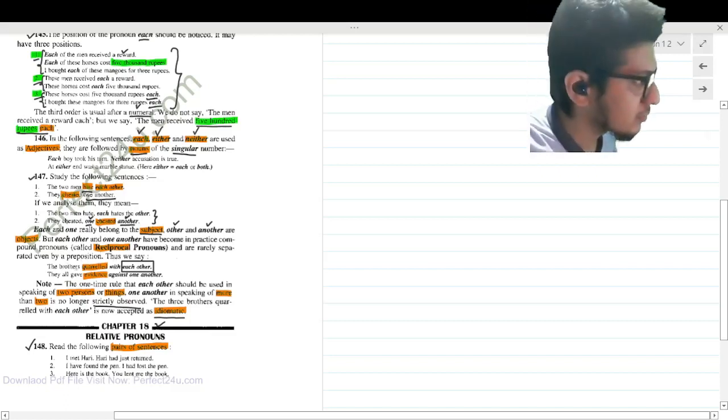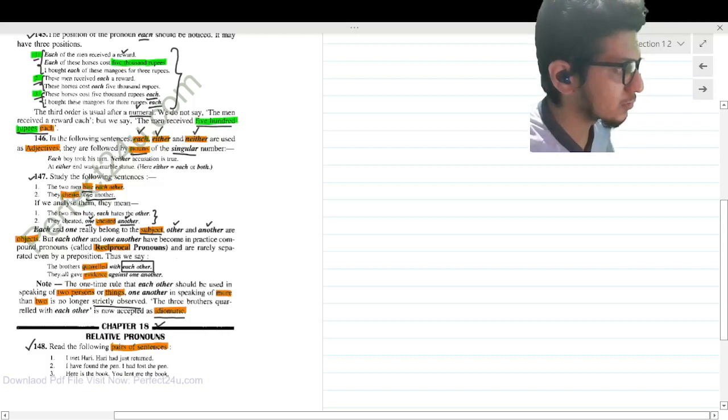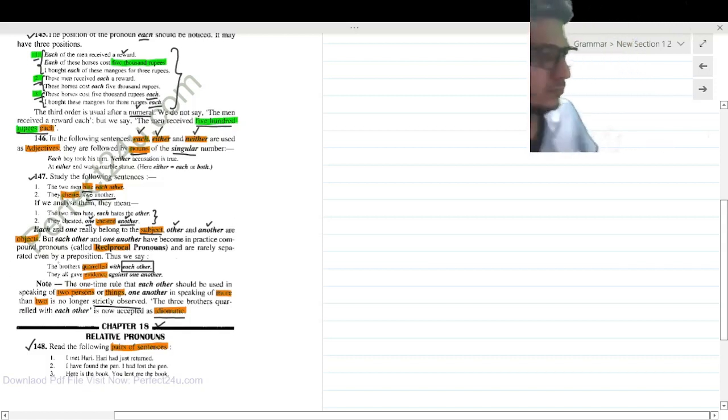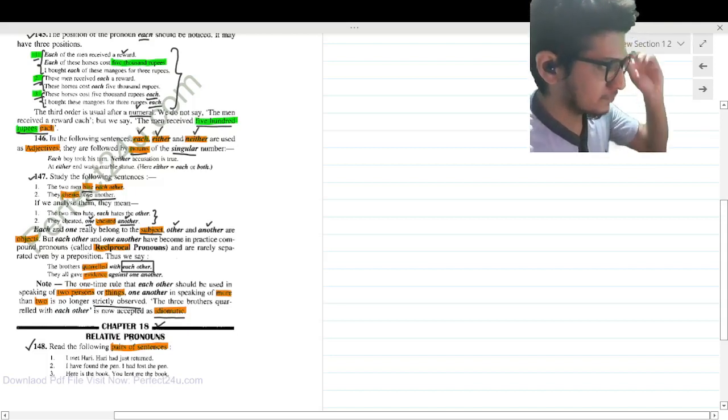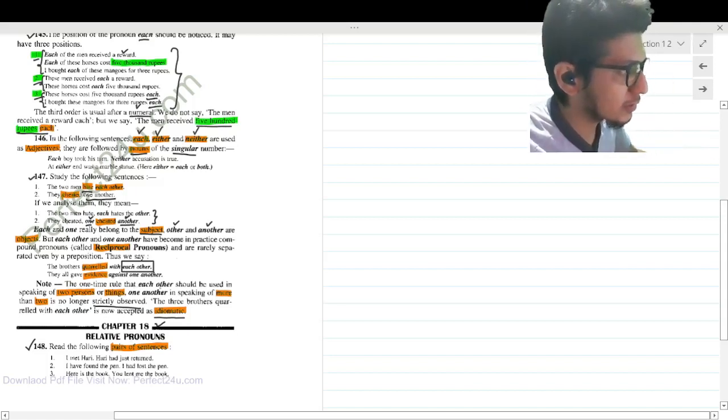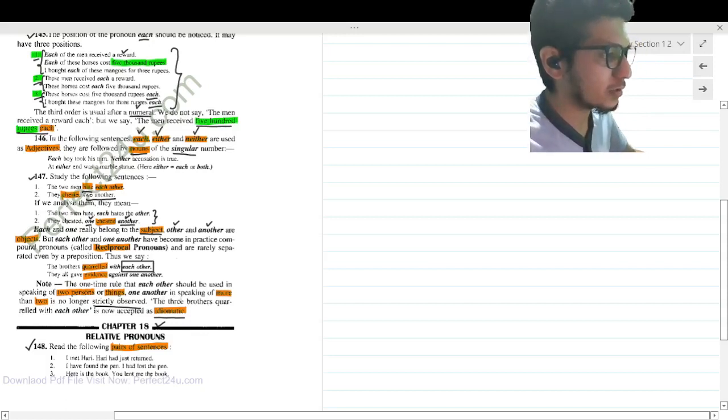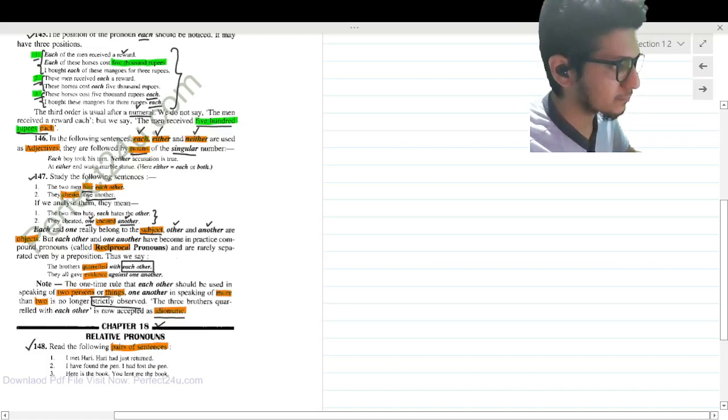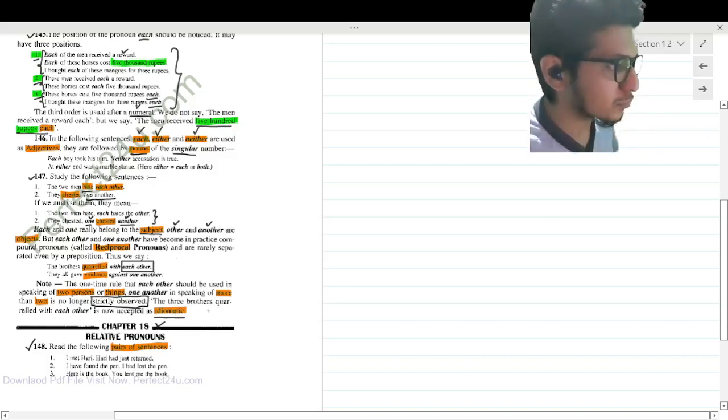Thus we say the brothers quarrelled with each other. They all gave evidence against one another. Note the old rule that each other should be used in speaking of two persons or things, one another in speaking of more than two, is no longer strictly observed. The three brothers quarrelled with each other is now accepted as idiomatic.